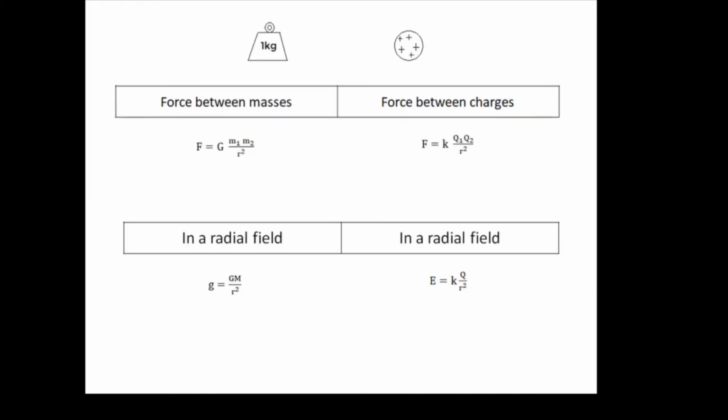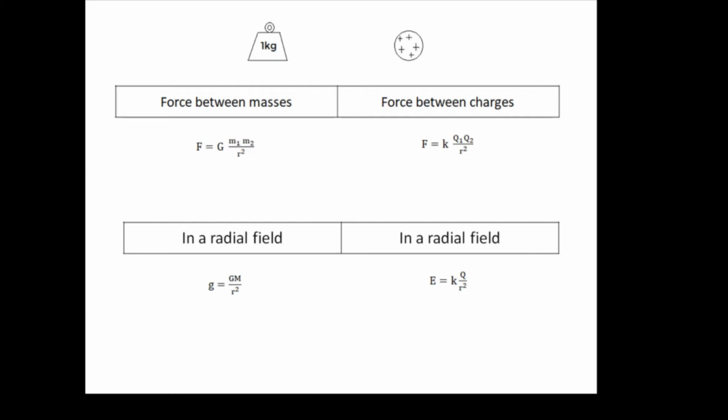Newton's universal law of gravitation, forces between masses: F is G m1 m2 over r squared. Then forces between charges, we have Coulomb's law: F equals k q1 q2 over r squared, or 1 over 4 pi epsilon naught q1 q2 over r squared.